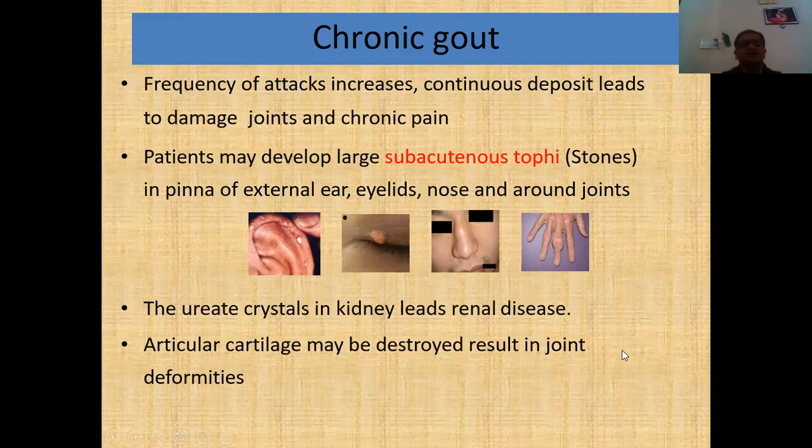The urate crystals in the kidney lead to renal disease. If those crystals are deposited in the kidney, it may cause renal disease. Then articular cartilage may be destroyed, resulting in deformities.